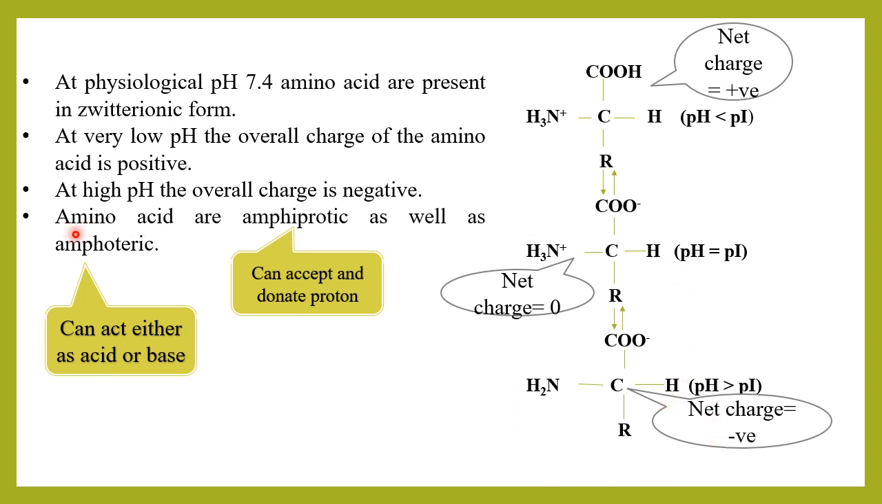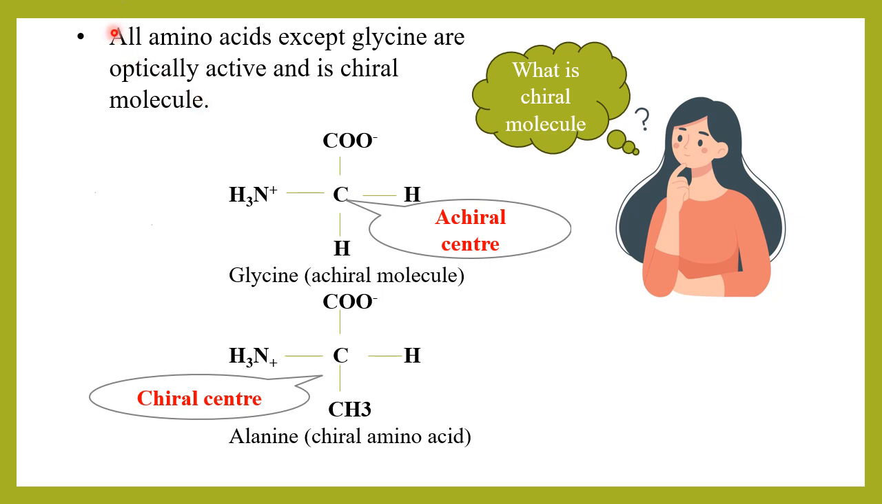Next point says amino acids are amphiprotic as well as amphoteric. Amphiprotic means it can accept and donate protons, and amphoteric means it can act as either an acid or a base. So an amino acid can act as either an acid or a base, and it can also accept and donate protons. Here, this point says all amino acids except glycine are optically active and are chiral molecules.